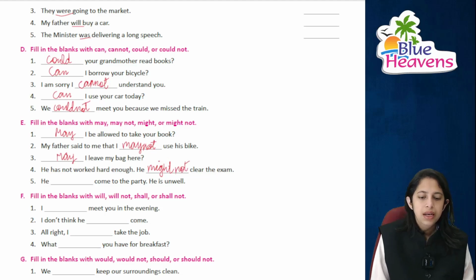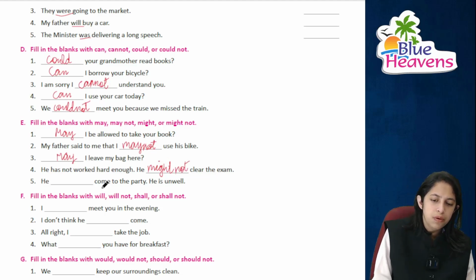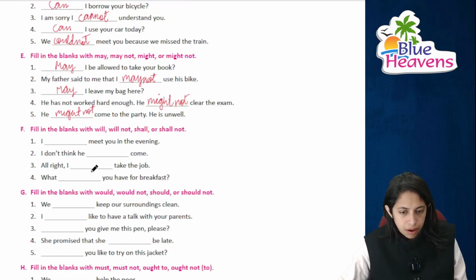Right? He dash came to the party. He is unwell. He may not come to the party. He might not come to the party because he is unwell. Right?